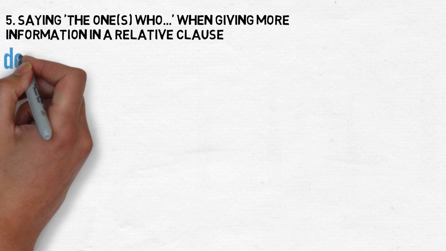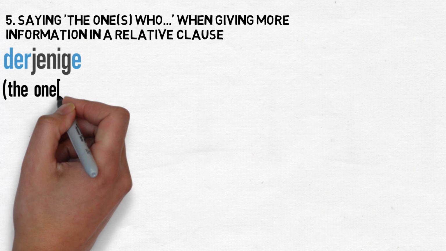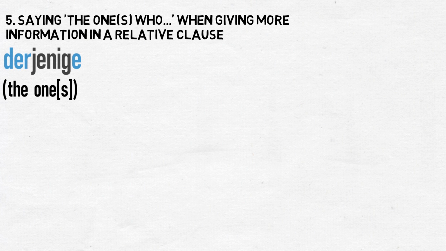The next demonstrative pronoun to talk about is derjenige and its declensions, which can be translated as the one or the ones. This demonstrative pronoun is always combined with a relative clause. Let's look at some examples in English and then translate them into German.